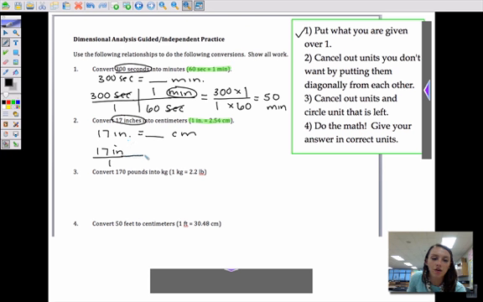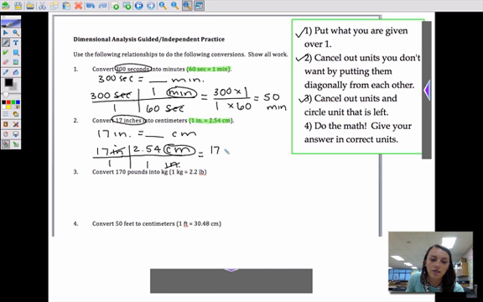And then in order to convert it, I need to extend the t-chart. And because I want to get rid of inches, I need to put inches diagonally from what I'm given. Step 2. And I can go from inches to centimeters in one step because I have one conversion factor. So in 1 inch, there's 2.54 centimeters. Now because I have inches on top and bottom, I can cross out inches, and I'm left with centimeters. I did step 3. Now I'm going to do the math.